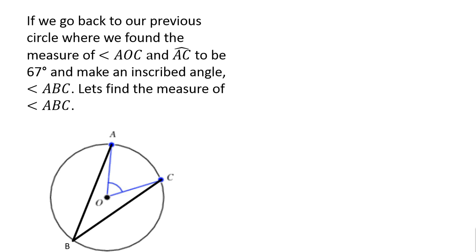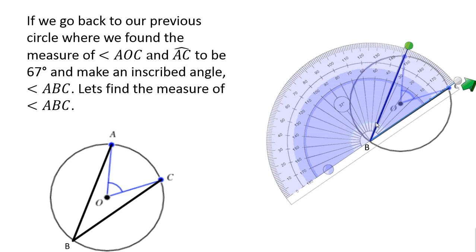So let's go back to our previous circle where we found the central angle to be angle AOC and the arc AC to be 67 degrees. And if we make an inscribed angle with the same endpoints and the common vertex B, so if we form that inscribed angle, angle ABC, let's find the measure of angle ABC. I'm using my protractor to find this angle right here. And when I do that, I find the measurement to be 33.5 degrees.